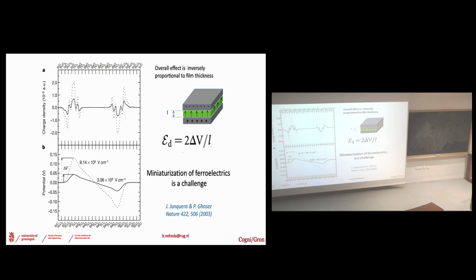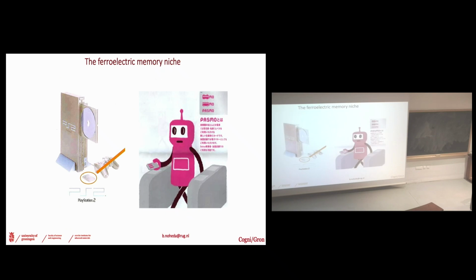And this charge density gives rise to a potential difference, and is small or large depending on the polarization of the material. And this potential difference across the thickness of the material gives rise to the depolarization field. So for very thin films, which is what we want for memories, we have a huge problem with the depolarization field. And this is something that is fundamentally there, and well, we didn't find a solution for that.